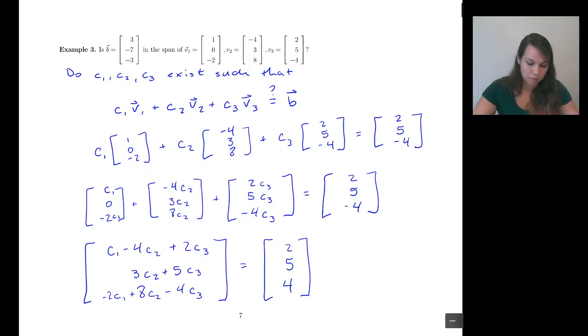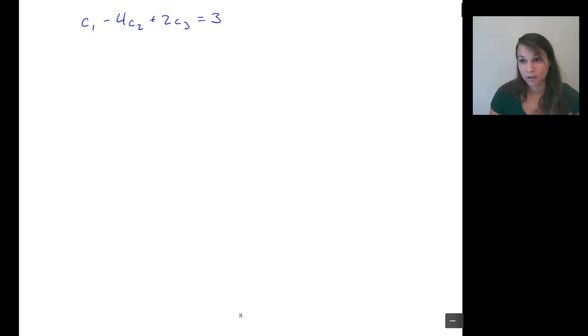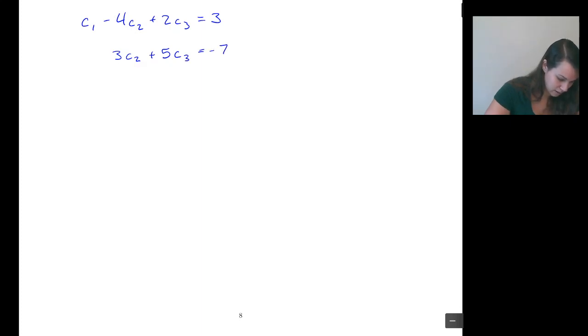So this top row, if these vectors are equal, their top rows have to be equal. So I'm going to write that information out on the next page. C1 minus 4C2 plus 2C3 is equal to 3. Same thing goes for the other equations. 3C2 plus 5C3 equals -7. -2C1 plus 8C2 minus 4C3 equals -3.